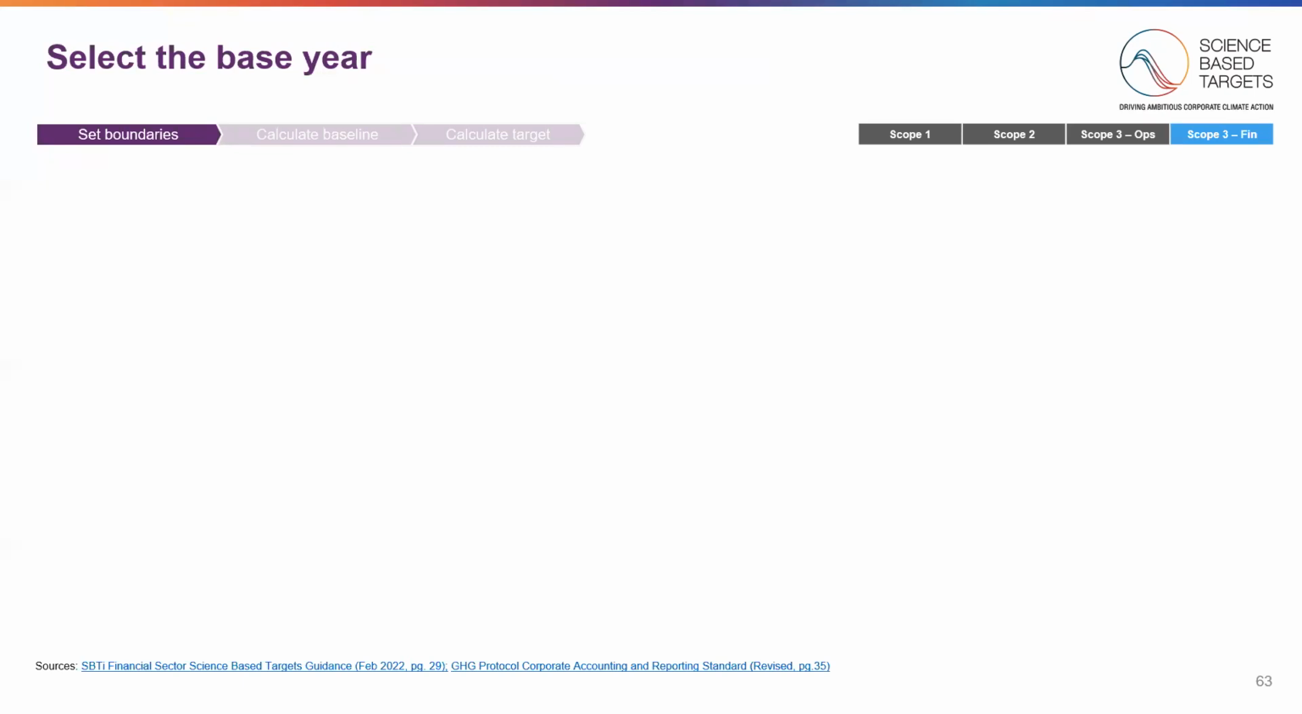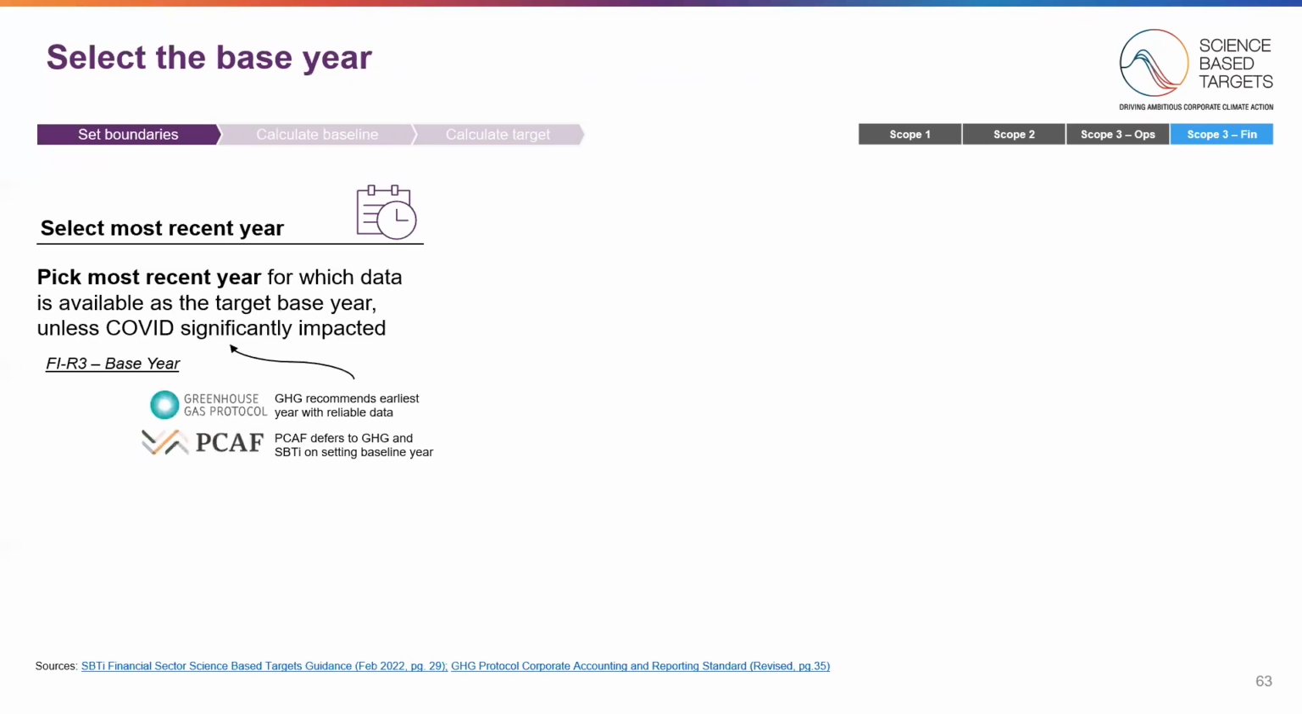So let's talk about selecting the base year. SBTI recommends using the most recent year for which data is available. However, it is up to you as the organization to select the year that best represents a good baseline for emissions. GHGP recommends using the earliest year with reliable data, and PCAF defers to GHGP and SBTI when selecting a base year. Reminder that we overviewed the relationship between these 3 organizations in Module 2.